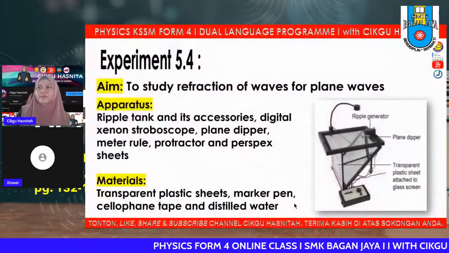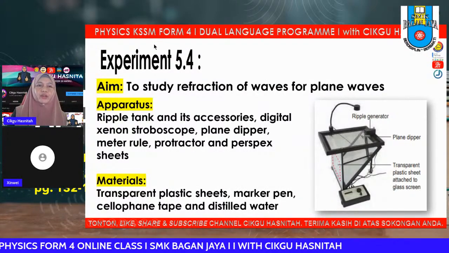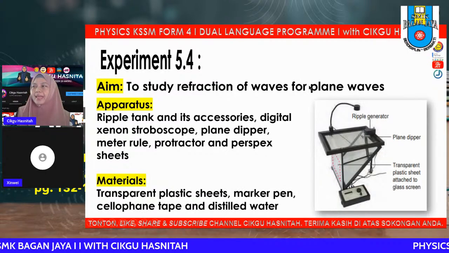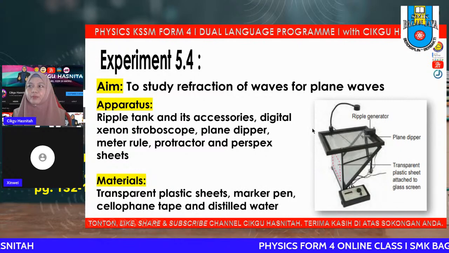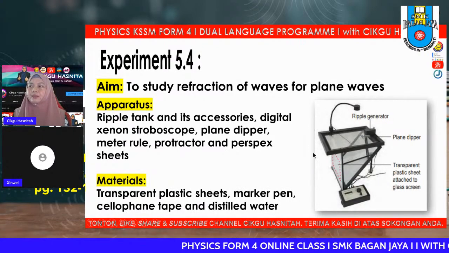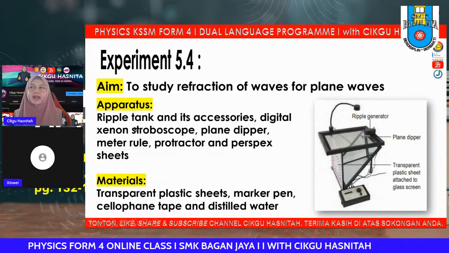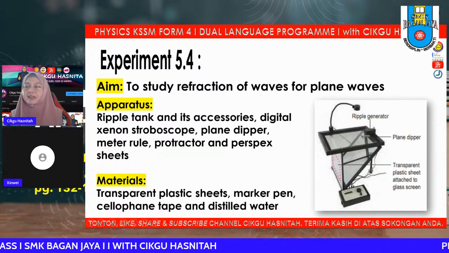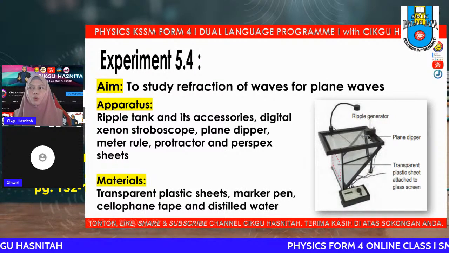Okay. So before we answer that, we will check on this experiment 5.4 to study refraction of wave for plane wave. Plane wave here refers to water wave, which we can produce using a ripple tank and its accessories. So this is our apparatus, ripple tank and its accessories. The accessories are the generator, the lamp, the vibrator, dipper, and so on.